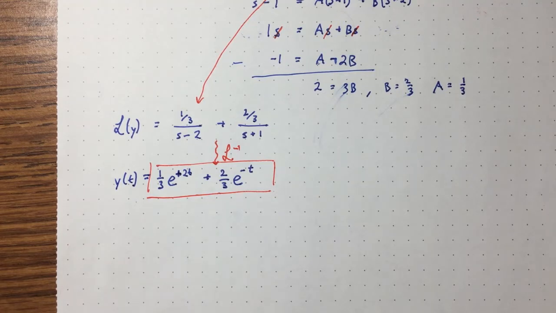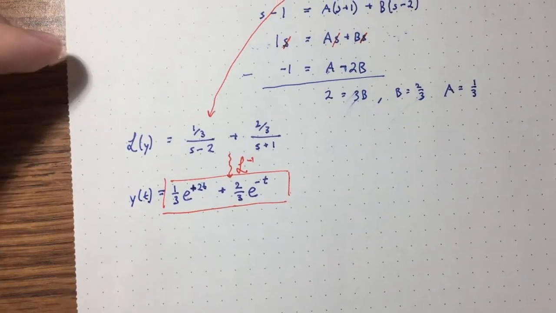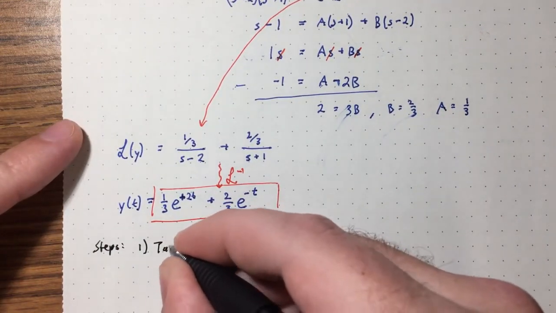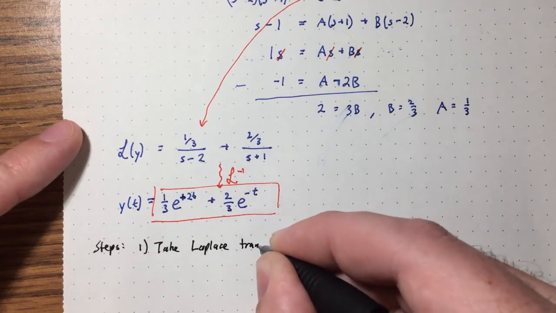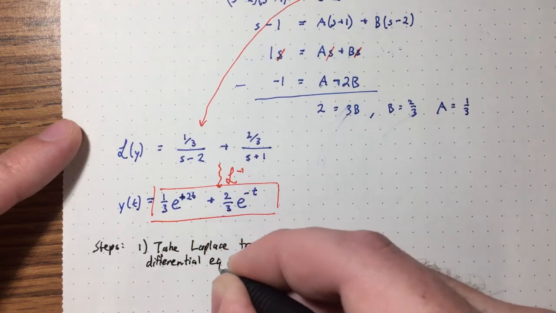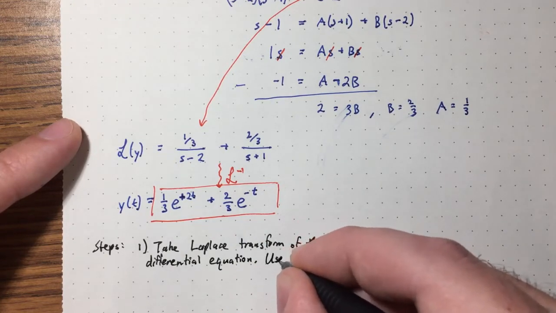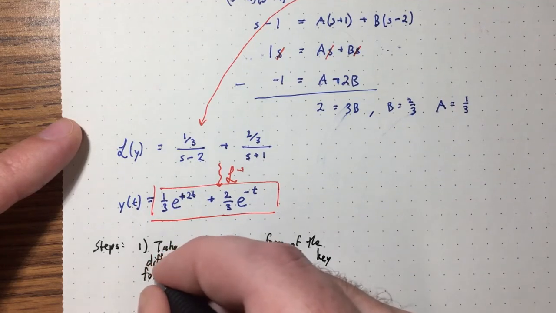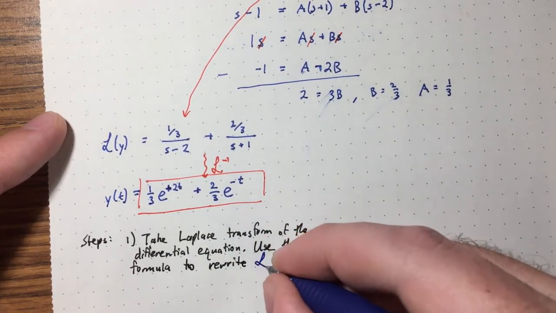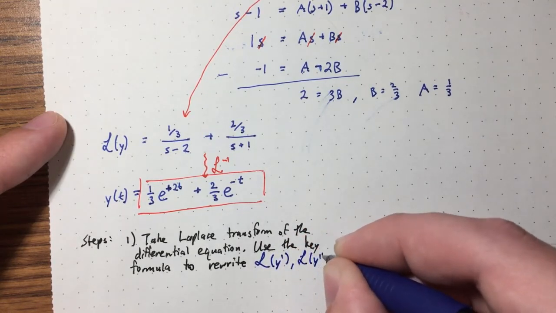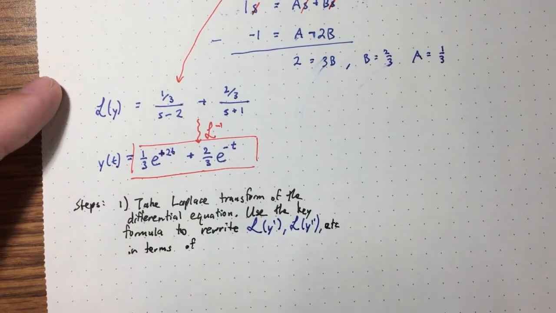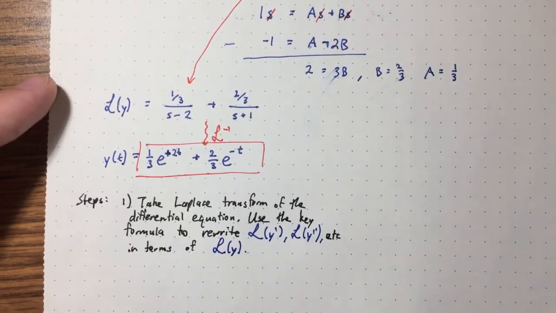Okay, so let's summarize a little bit here. So steps. Well, let's say the first step. Sort of break this into 3 parts. First step is to take the Laplace transform of the differential equation. Okay. And use what I was calling the key formula to, well, what do we do with that? We use it to rewrite L of y prime, L of y double prime, etc. in terms of just L of y. And we get these s's as well, but that's okay.